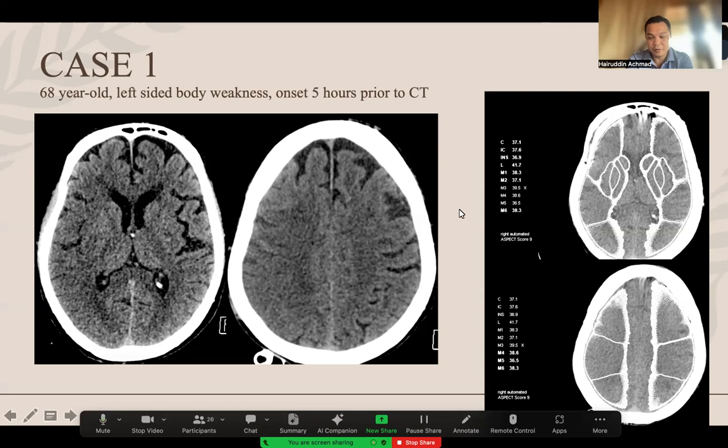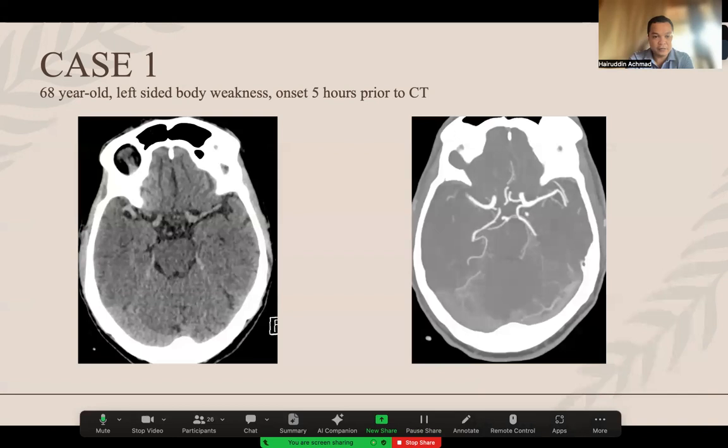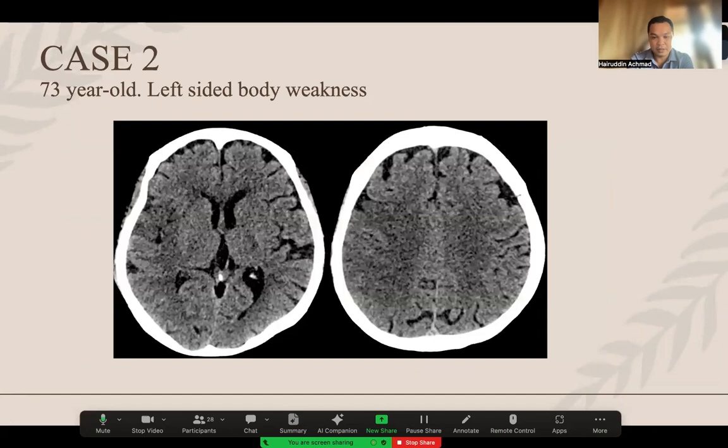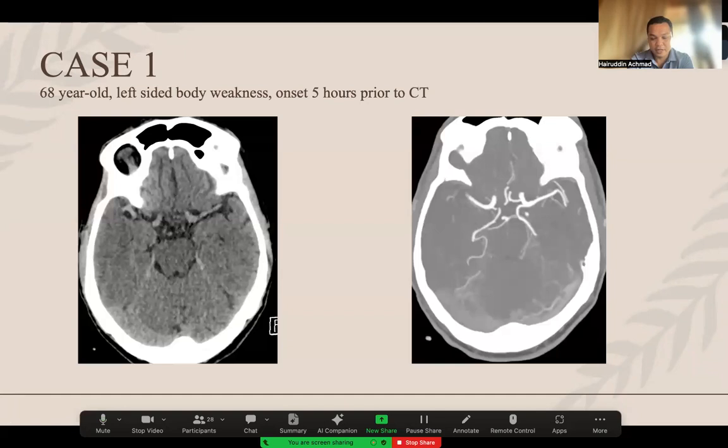And then we performed CTA for this patient. In the pre-contrast, you can actually see hyperdensity here. If you compare it to the other side, it's more hyperdense. Probably retrospectively, you can say this is slightly hyperdense. When we performed CTA, there's actually occlusion from the distal M1 extending to the proximal M2. So this is a typical case of acute ischemic stroke, and this patient will benefit from treatment with the ASPECTS of 9.